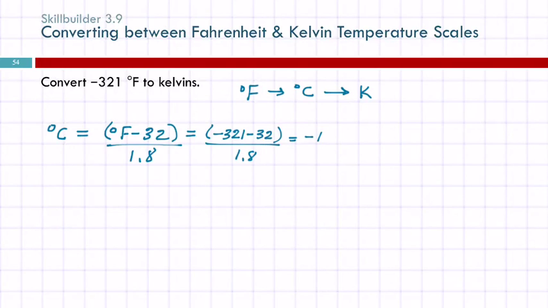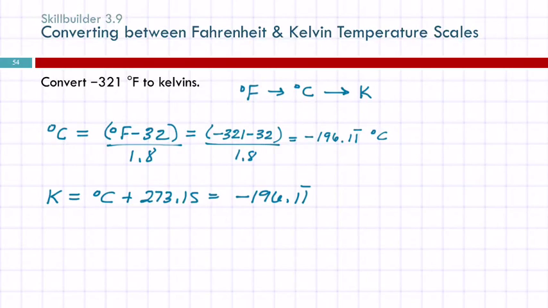So when I do this, I get minus 196.11 repeating, and the unit would be degrees Celsius. Make sure that your calculator will give you that number. Now that I have the Celsius temperature, I can use the equation to convert to Kelvin. Kelvin equals the Celsius temperature plus 273.15. So I'm going to plug in my Celsius temperature of minus 196.11 repeating, and I'm going to add 273.15.